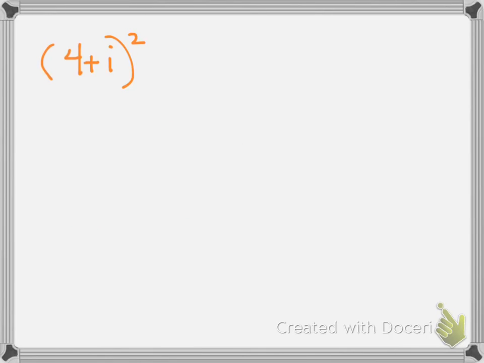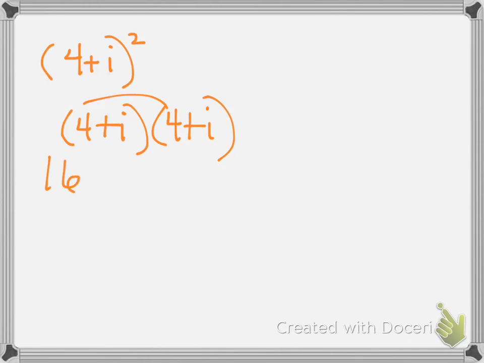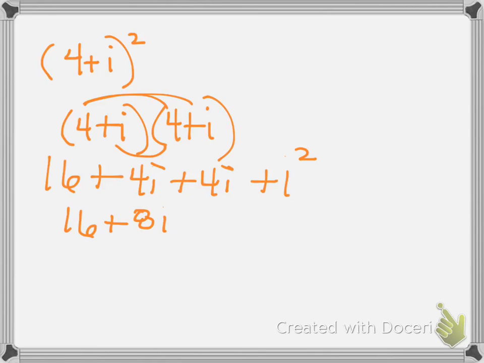Okay, final problem. So if I have 4 plus i squared, I would write it out twice. Then I'd multiply it. Then I'd simplify it. Combine the 4i's to get 8i. And i squared is negative 1. So 16 take away 1 is 15 plus 8i.